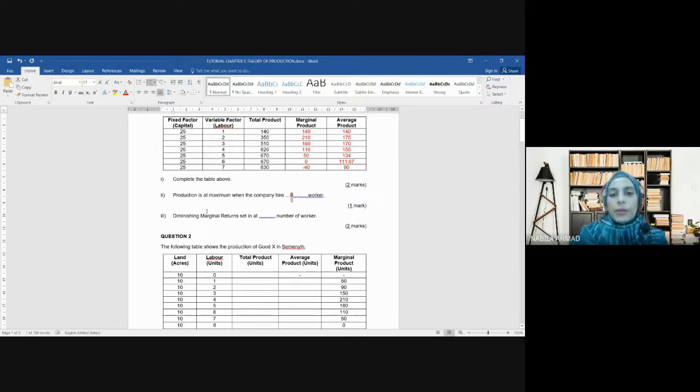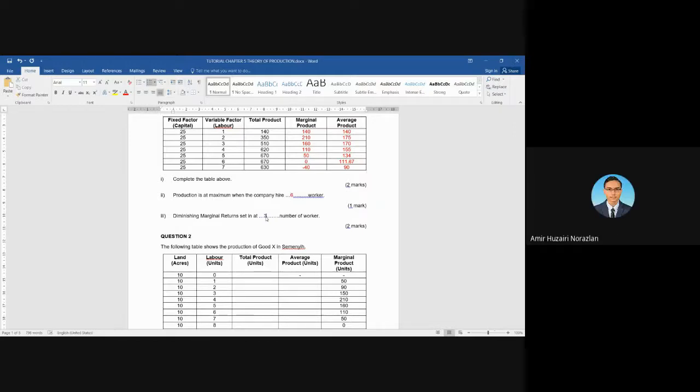Right. Diminishing marginal return set in at. So law of diminishing marginal return berlaku. Jadi kita lihat marginal product. So bila marginal product decline, di situlah law of diminishing return berlaku. So this one 140, 210 ni meningkat. 160 dah menurun. Maksudnya di sini diminishing return berlaku at labor number 3. Okay, good. Okay, faham ya?